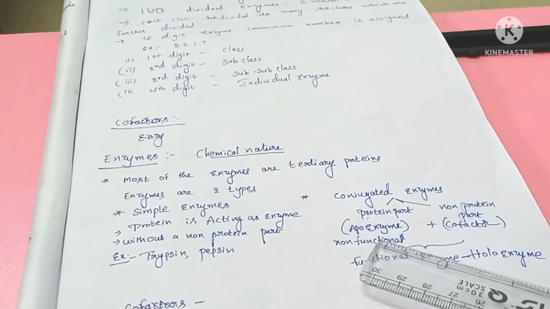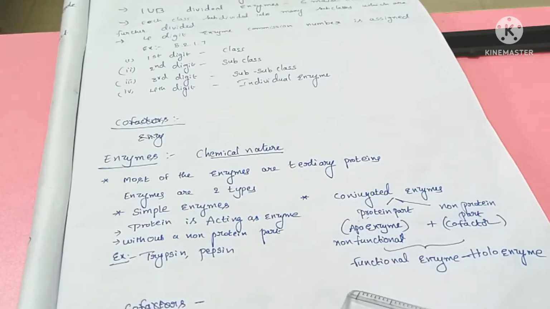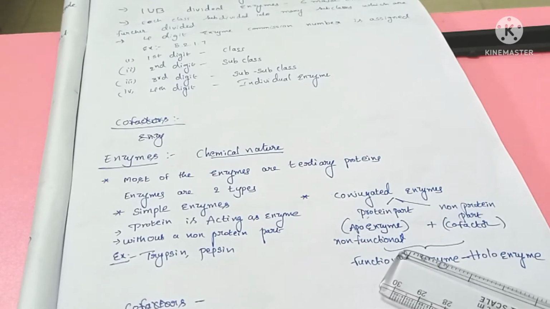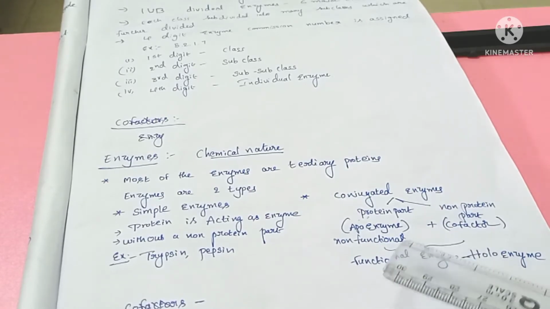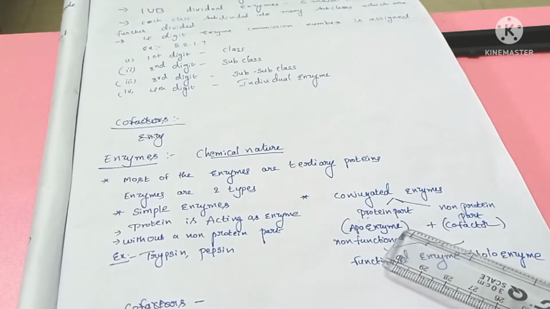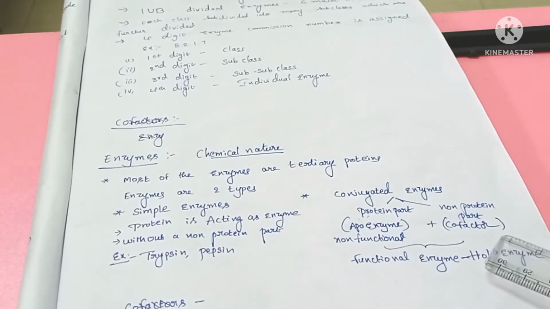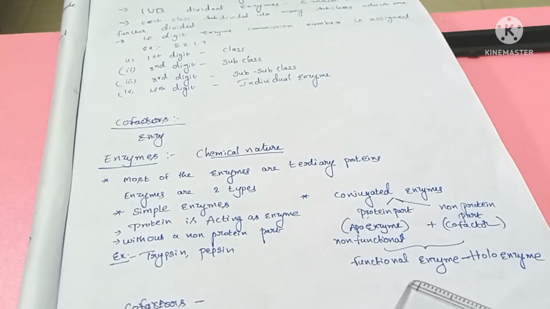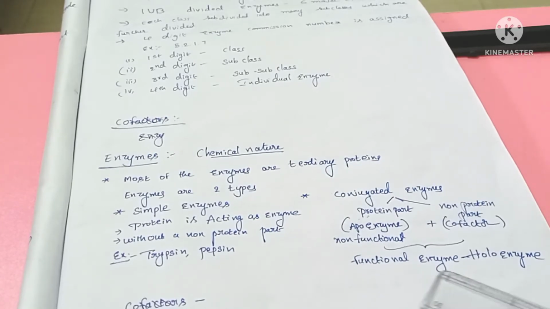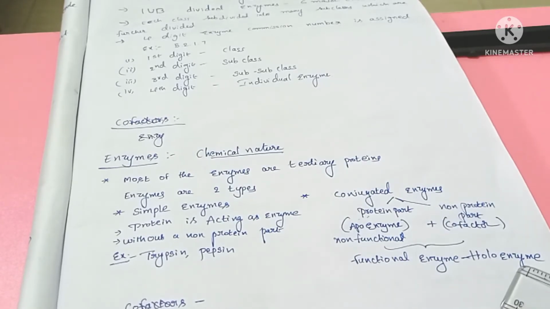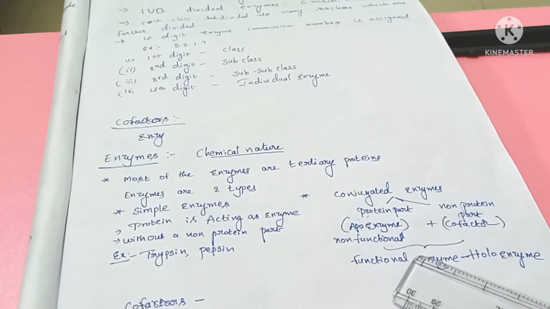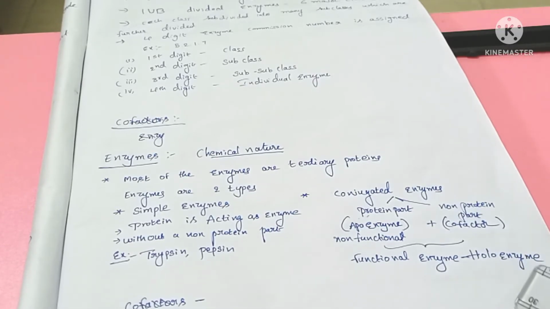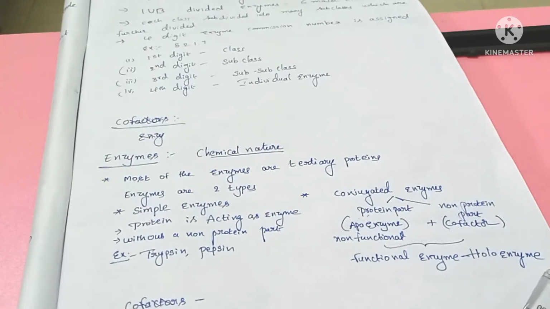The apoenzyme is non-functional in nature. Alone, without the cofactor, the apoenzyme will not catalyze any reaction. But when this non-functional apoenzyme, which is a protein, is combined with the cofactor, it becomes a functional enzyme, and this functional enzyme is called the holoenzyme. When the protein part and the non-protein part combine to form the functional enzyme, that is called the holoenzyme.